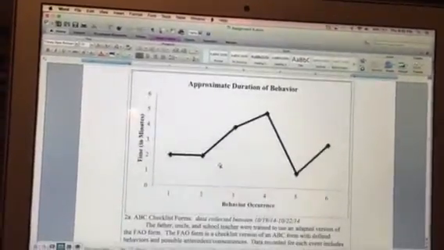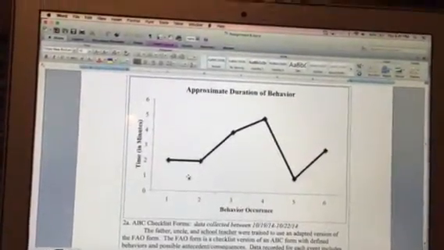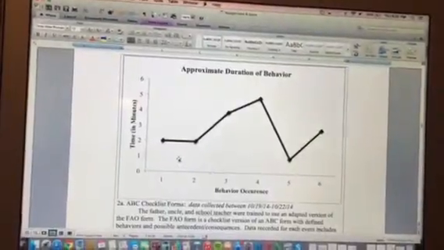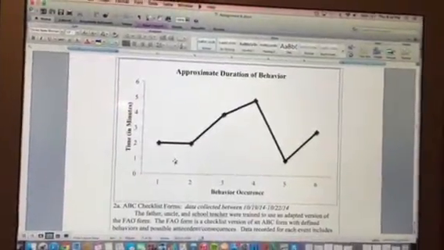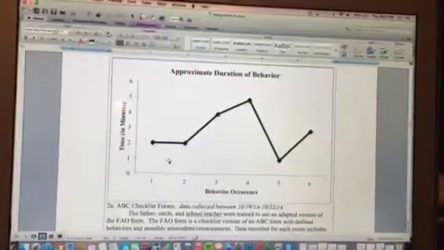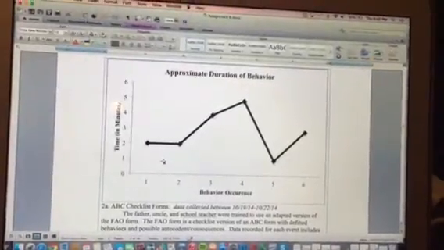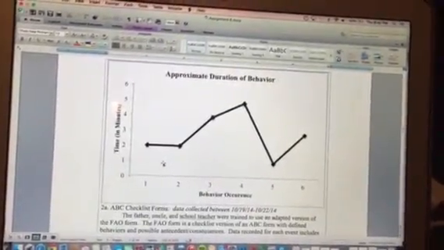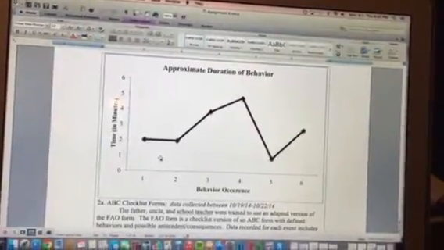This is a graph of the duration of each of the occurrences of tantrum behavior during the continuous observation period. So you can see that the longest tantrum lasted for about 5 minutes and the shortest for just around 1 minute.